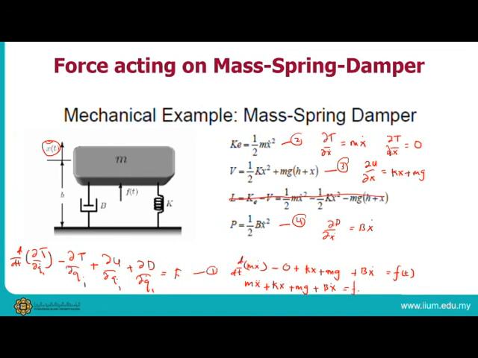equal to ft. And when you rearrange that, you can get mx double dot plus bx dot plus kx equal to ft minus mg. Alright, so this is basically the mathematical model for this example.